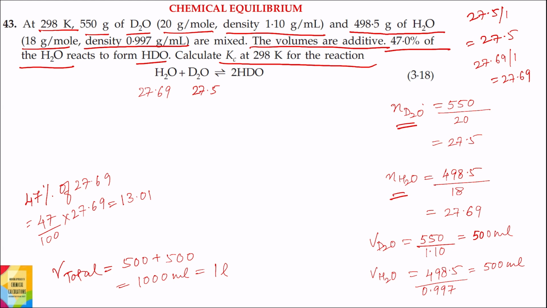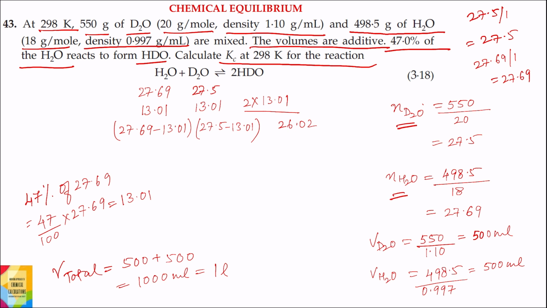See, according to the balanced equation, 1 mole of H2O reacts with 1 mole of D2O to form 2 moles of HDO. So 13.01 moles of H2O will react with 13.01 moles of D2O to form 2 into 13.01 moles of HDO. So what is the remaining H2O? Remaining H2O will be 27.69 minus 13.01. Here remaining D2O will be 27.5 minus 13.01, and here HDO formed will be 2 into 13.01, that is 26.02.